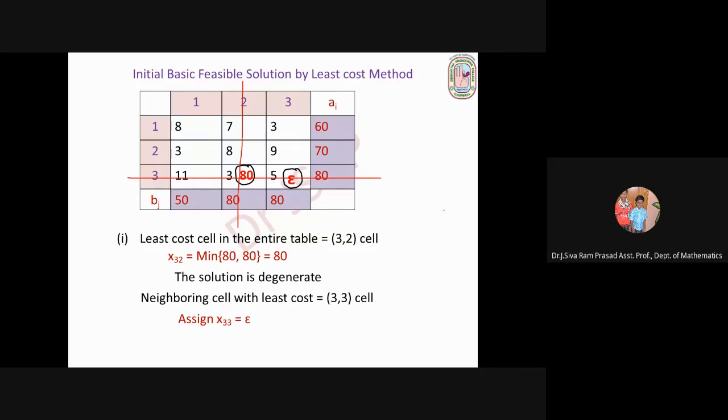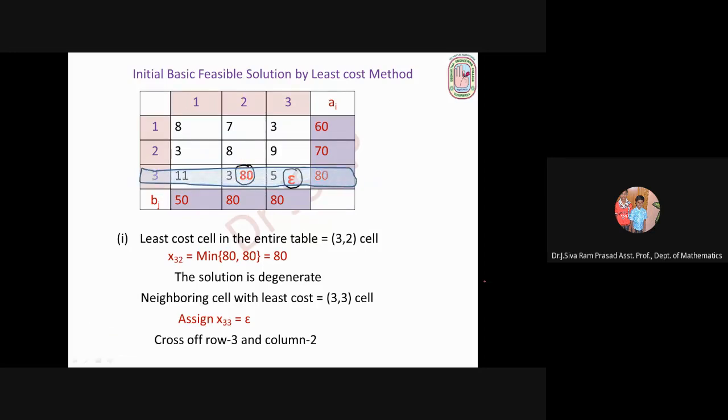Since the total available amount at the third origin is transported to the second destination, and similarly the total required amount is obtained from the third origin, that means the row 3 and column 2 constraints are satisfied simultaneously. So cross off row 3 and column 2.